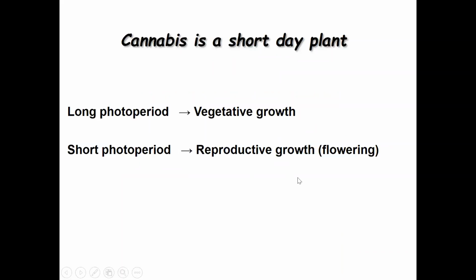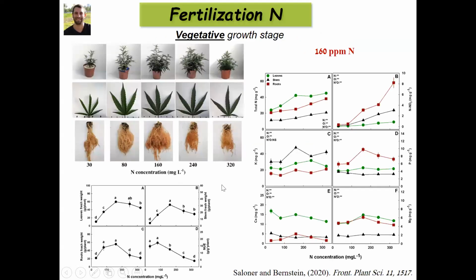Because cannabis is a short-day plant, under a long photoperiod it will go through vegetative growth, during the veg stage. Under a short photoperiod, flowering will be induced, so we get generative or reproductive growth. Our experiments were divided for the vegetative growth separately from the reproductive growth, and later also for different stages of the flowering. I want to start by showing you some of our results for nitrogen.